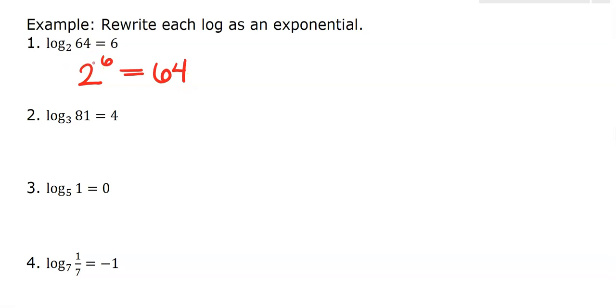Okay, so how would I rewrite number 2? Anyone have an idea? Good. 3 to the 4th power equals 81. And again, you could check that. 3 to the 4th would be 3 times 3 times 3 times 3, and that should get you 81. Okay, so you guys try to rewrite 3 and 4 on your own.